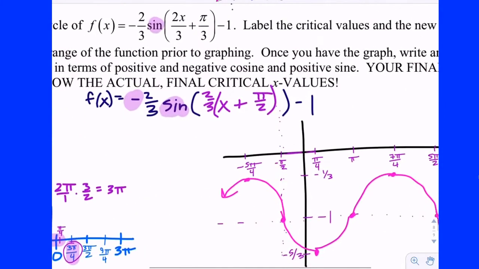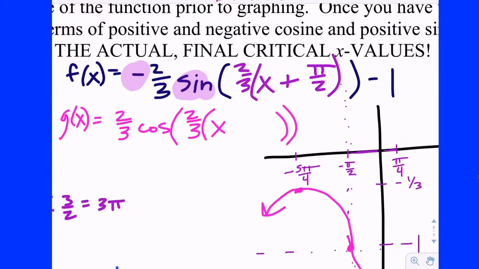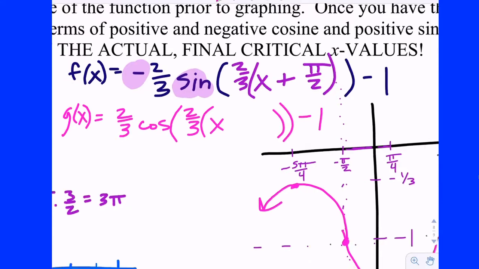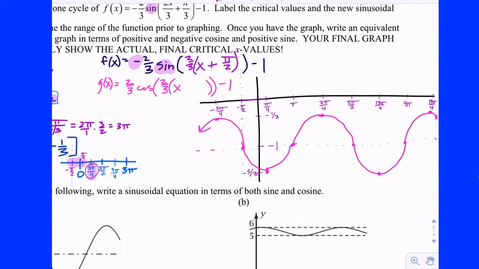Good. So I'm going to go ahead and set up my equation. I'm going to call it g of x. And a positive cosine is now going to be a positive 2/3 cosine, parentheses. My b value stays the same. The only thing that changes, besides the plus in the front, is the phase shift. So I leave the x plus or minus blank.